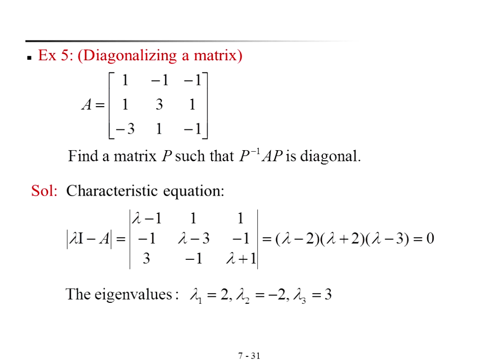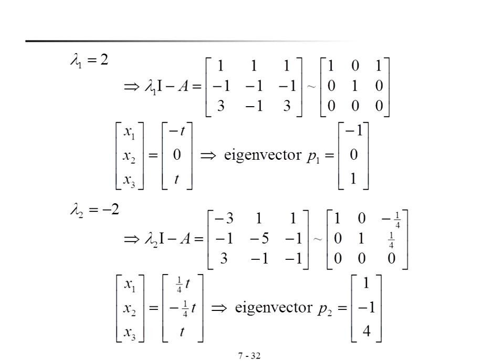Question number 3: find the diagonalization. It is a 3 by 3 matrix. So again, step number 1, find the eigenvalues. The eigenvalues are 2, minus 2, 3. Now corresponding to each eigenvalue, find the eigenvector. The eigenvector corresponding to lambda 1 is minus 1, 0, 1. This is the first eigenvector.